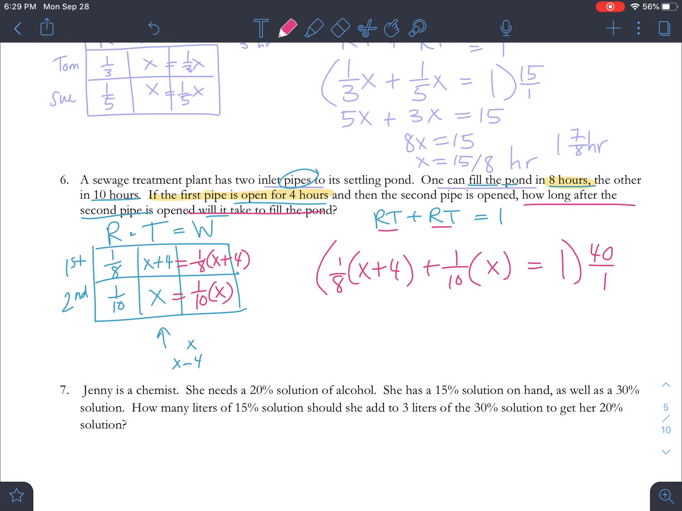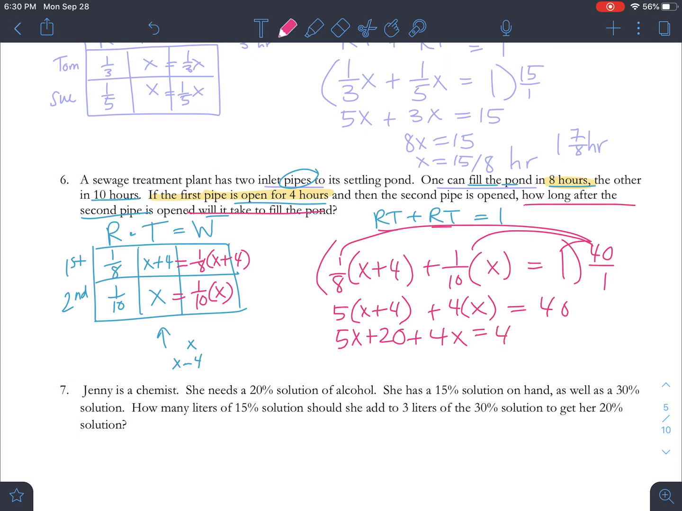Okay, and as we multiply through, I would get 5 times x plus 4 plus 4x equals 40. That should say plus, I'm very sorry. So when you multiply these in, guys, just multiply to the front of the parentheses. So we just solve this up here. 5x plus 20 plus 4x is equal to 40. 9x is equal to 20. And x is equal to 20/9.